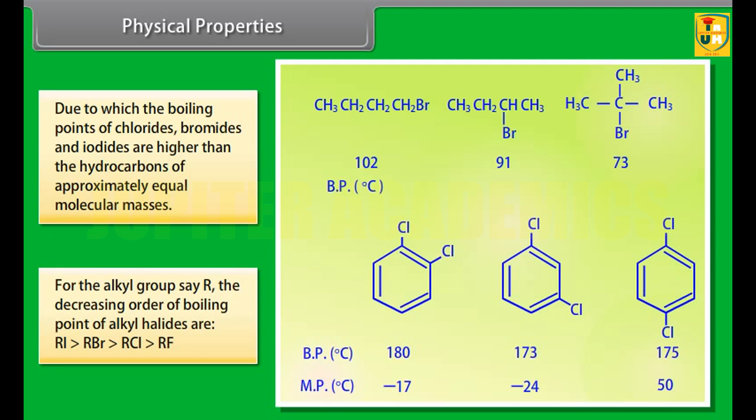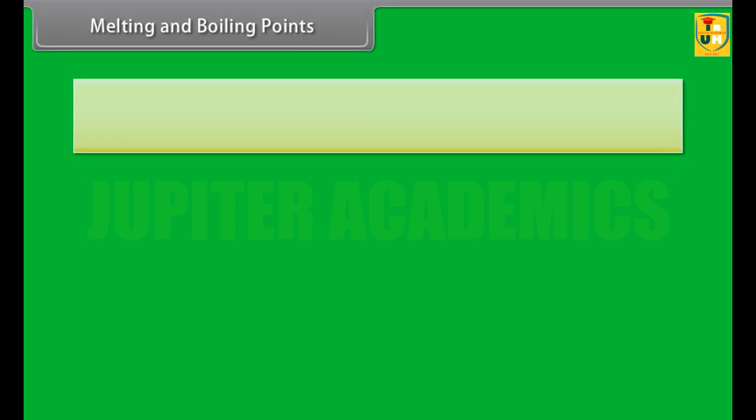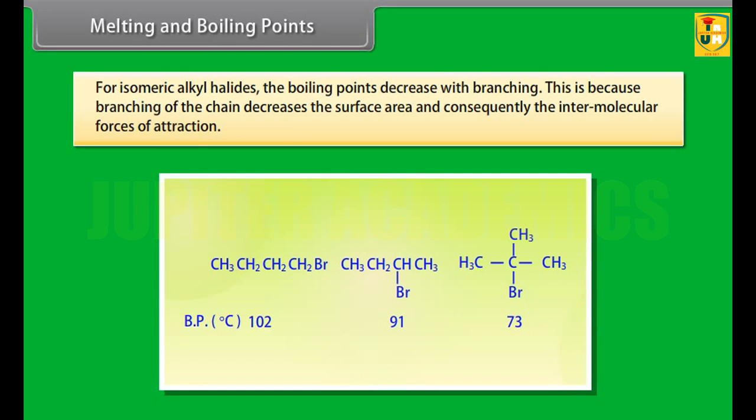For the alkyl group, say R, the decreasing order of boiling point of alkyl halides is RI has the highest boiling point, followed by RBr, then RCl, and then RF. Melting and boiling points. For isomeric alkyl halides, the boiling point decreases with branching. This is because branching of the chain decreases the surface area and consequently the intermolecular forces of attraction.